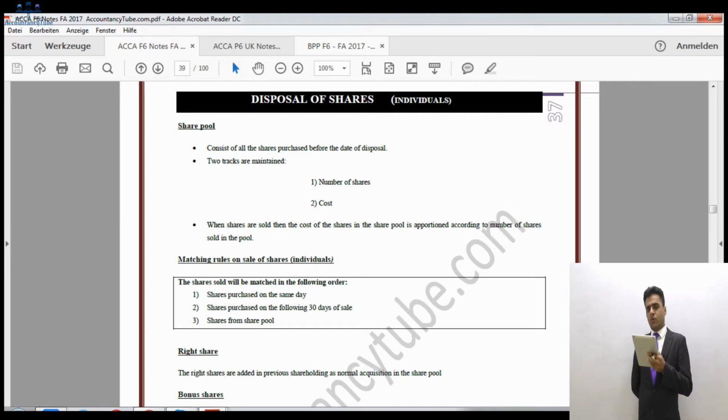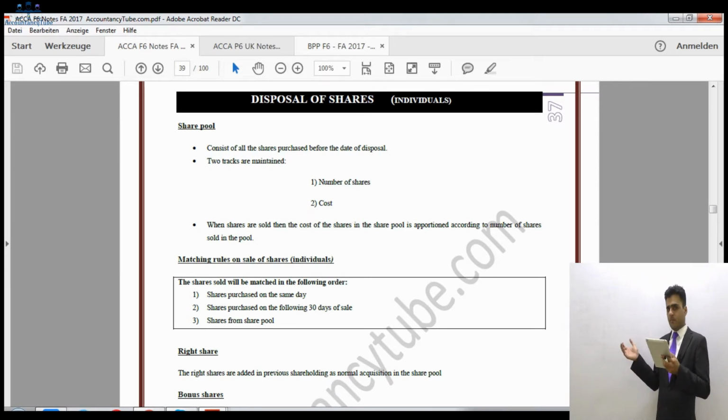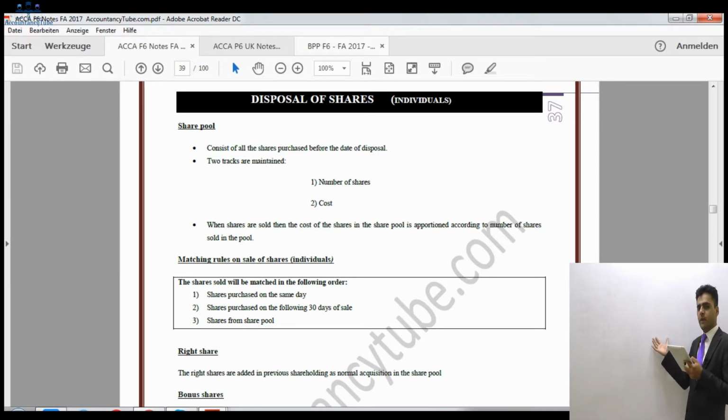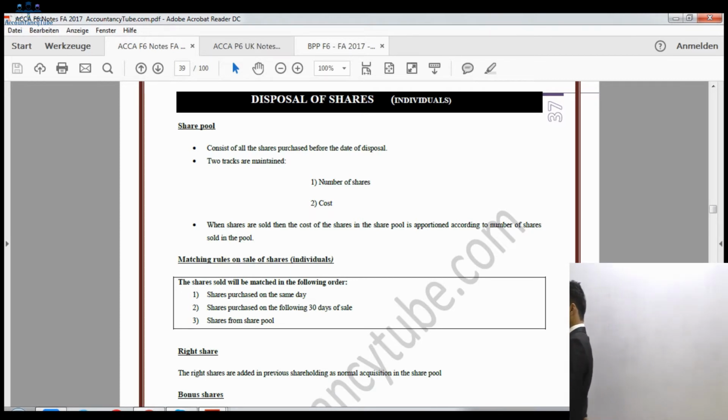Say I had 1,000 shares in my pool and now I'm selling 100 shares out of that pool. We will see in the pool when we purchased those shares. First we will sell the shares which we purchased on the same day. Shares purchased on the same day will go first in the sales. Then after that, shares purchased in the following 30 days, and then finally shares from the share pool. So that is the criteria to sell them.